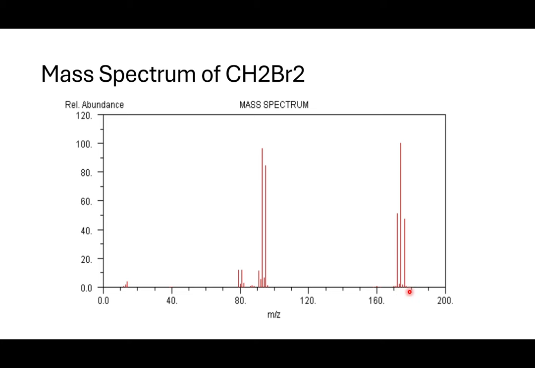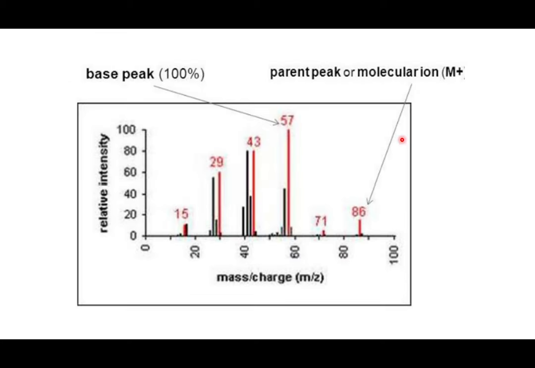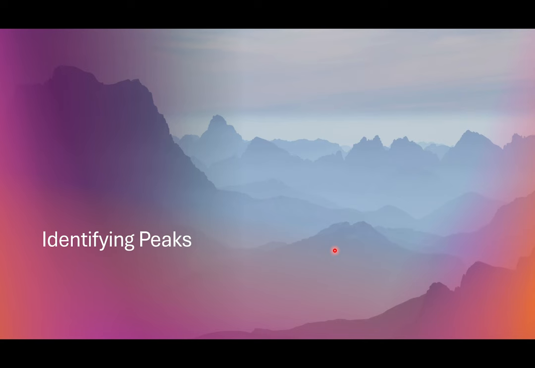All right, so let's look at this now. We spoke about this a lot. We have an M+ peak here, the parent peak. We have the base peak, which obviously is 100% intensity. Basic spectra that we normally look at. So it's coming back to something that looks a little bit more familiar. All right, so let's go through identifying peaks now.